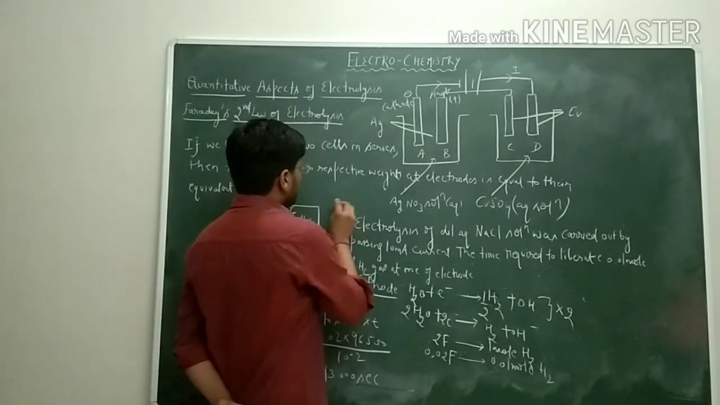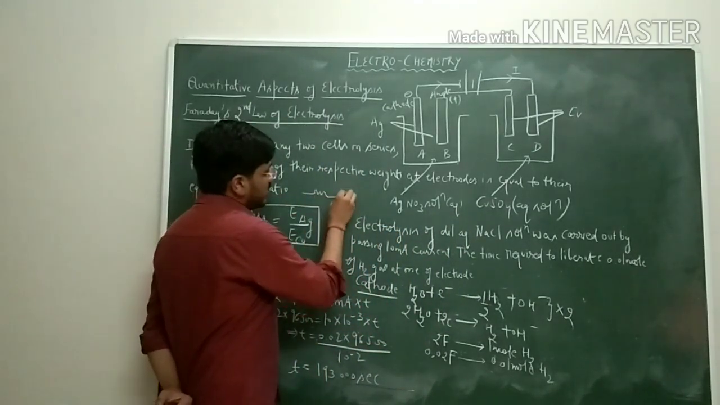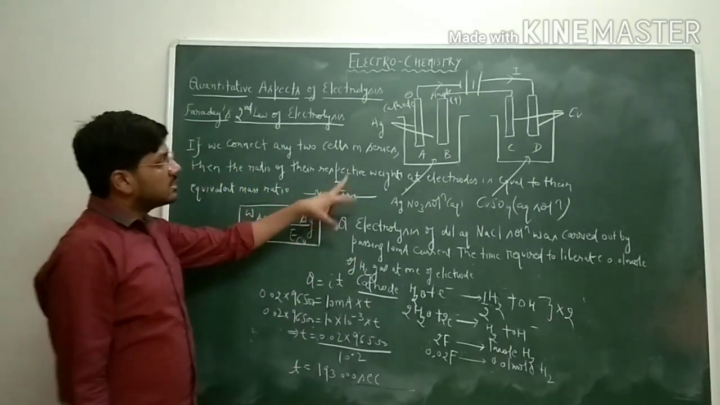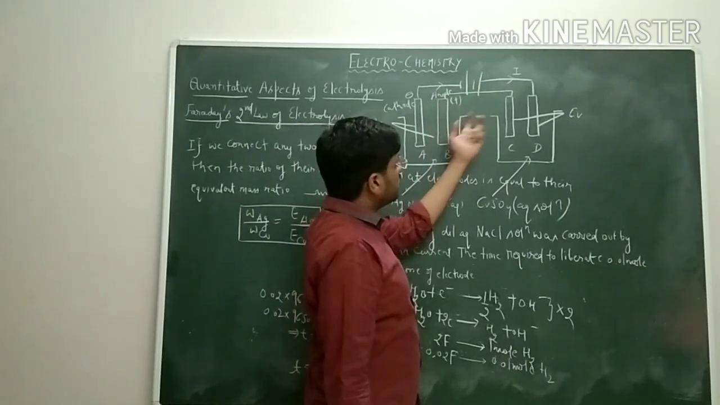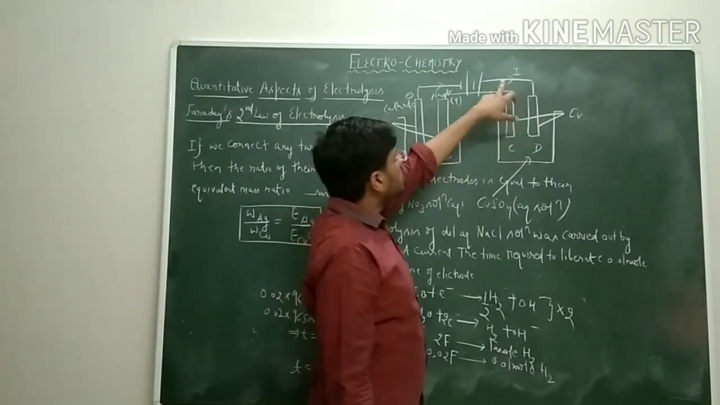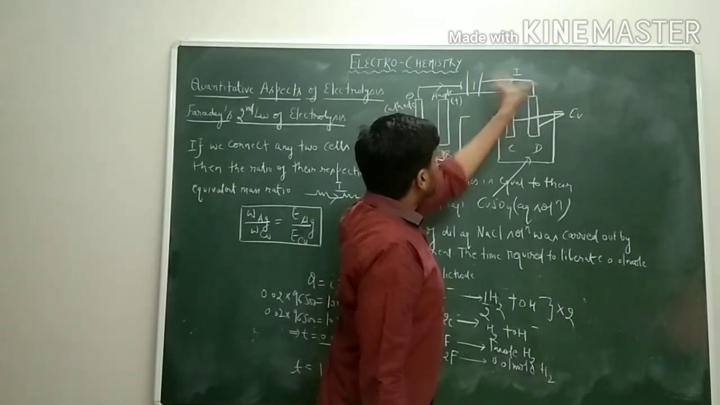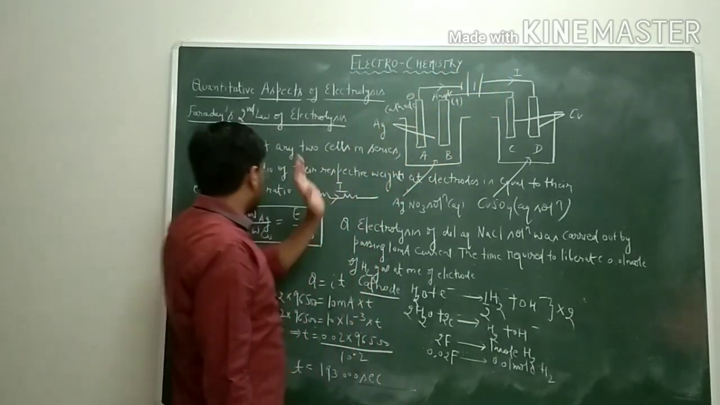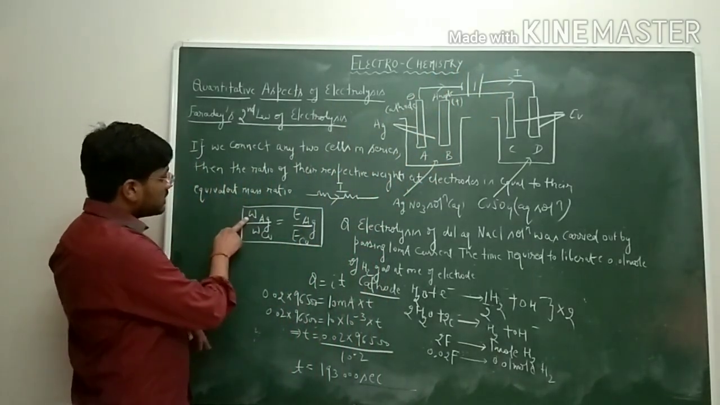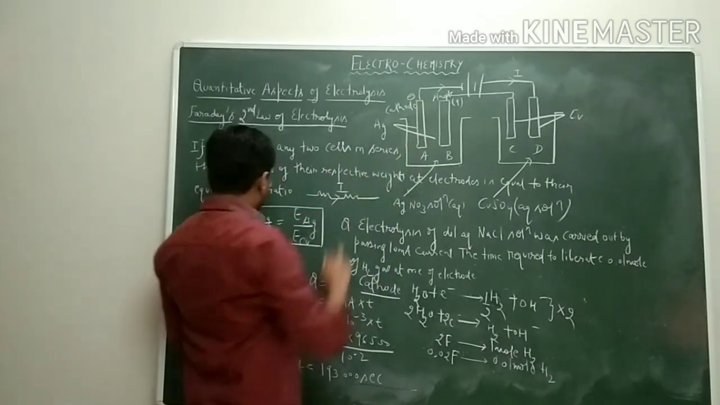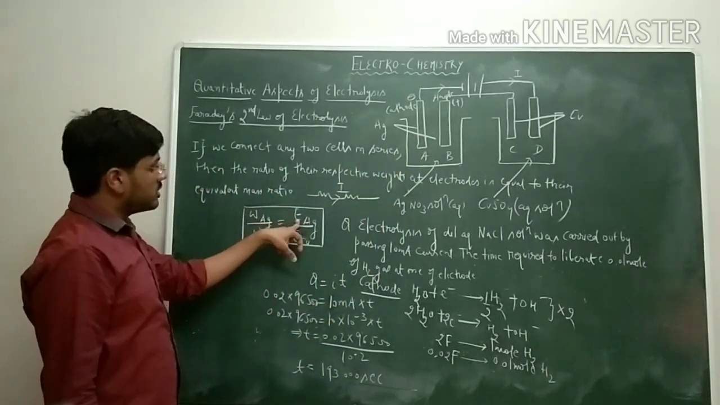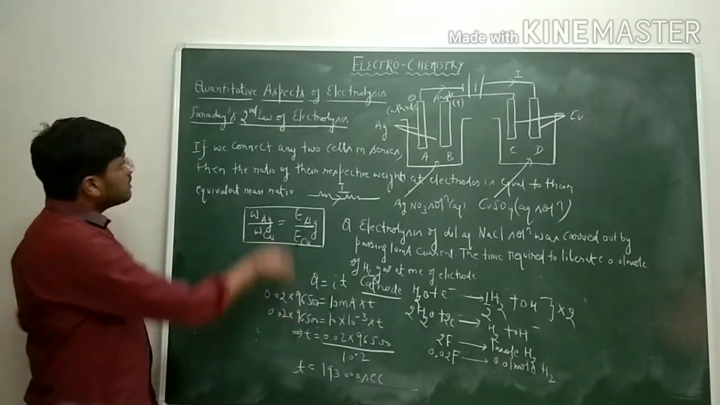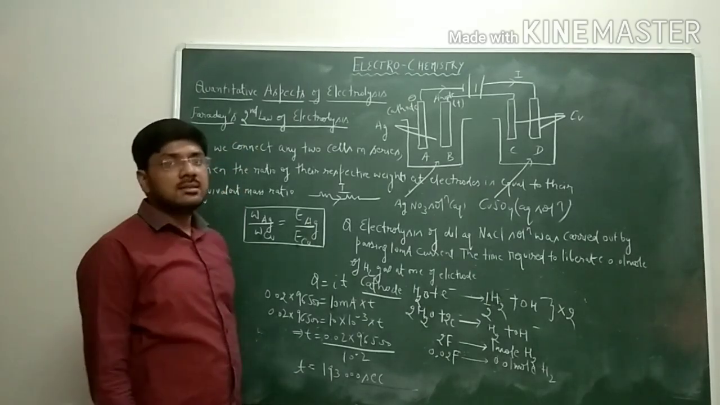We all know that when we connect any two resistors in series in physics, the current which we pass is the same. Similarly here we have two cells connected in series. So the current which flows through this circuit is the same, and the time is also constant. So the weight deposited at the silver electrode and the copper electrode is directly proportional to the equivalent mass of silver and the equivalent mass of copper. This is what Faraday's second law of electrolysis says.